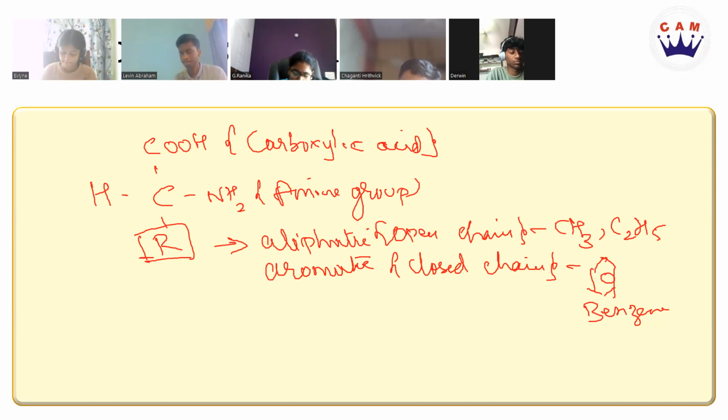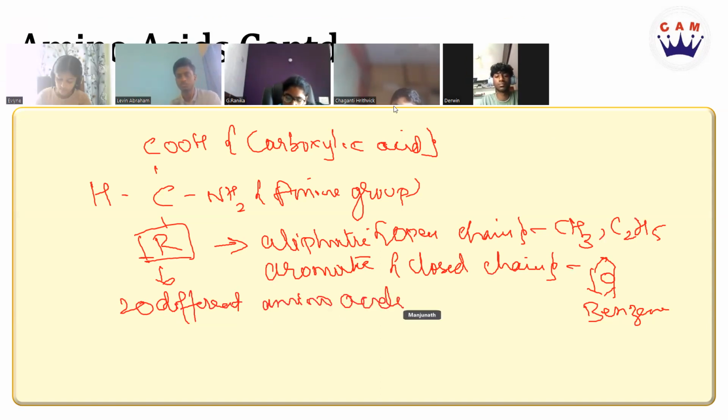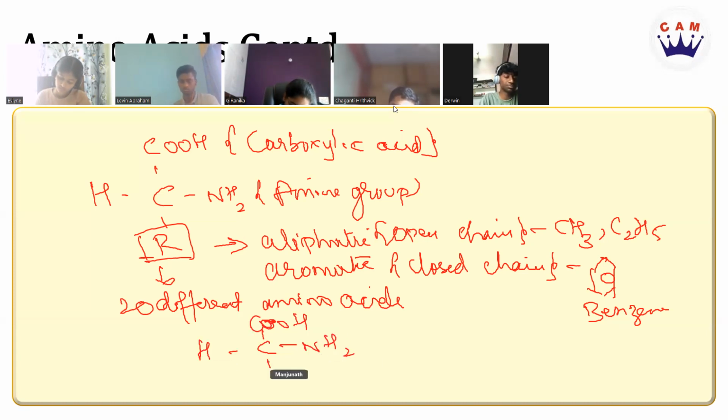And if all the 4 valences are satisfied with the carboxylic acid, amine group, hydrogen, and an R group, you have 20 different amino acids, based on the difference in the R group. In the NCERT textbook, they have given 3 examples for you, showing that these 3 functional groups will remain the same. COOH will remain the same, H will remain the same, NH2 will remain the same. What changes from one amino acid to another amino acid is the R group.